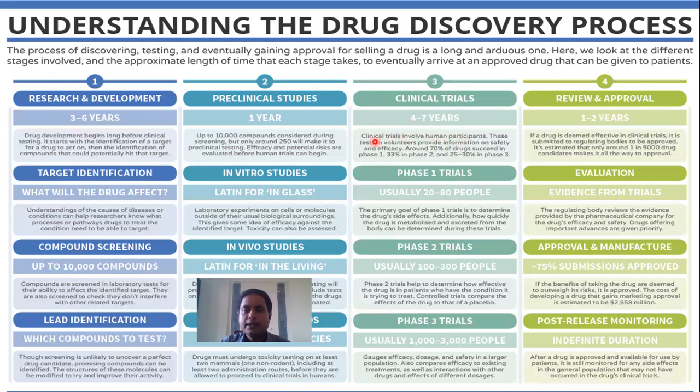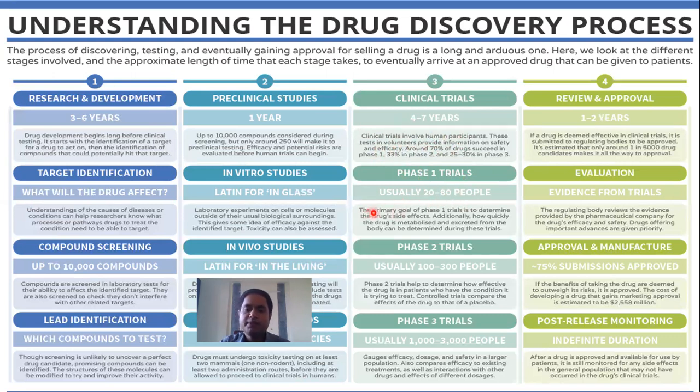So here the tests in volunteers provide information on safety and efficacy. Around 70% of drugs succeed in phase 1, 33% in phase 2, and 25 to 30% in phase 3. The phase 1 trial usually consists of 20 to 80 people.